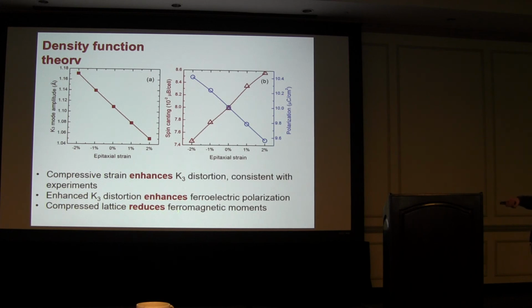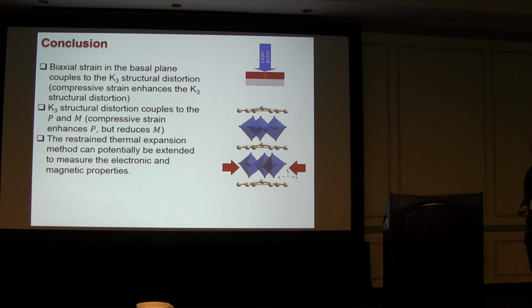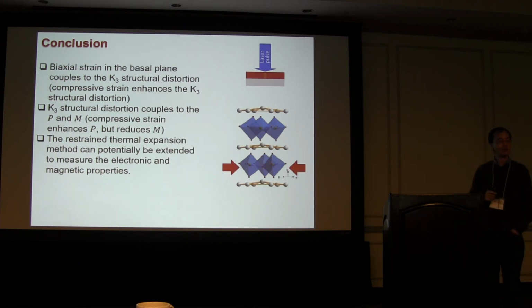But there's a little interesting detour here. The magnetic dipole moment actually is reduced a little bit. This has to do not only with the canting itself, but also with the distance between iron-iron atoms. So there's some physics there. To conclude, we use this restrained thermal expansion method, and we're able to extract the strain effect on this lutetium iron oxide hexagonal phase, and found that compressive strain can enhance lattice distortion and enhance ferroelectricity, but actually reduce the magnetic moment a little bit.